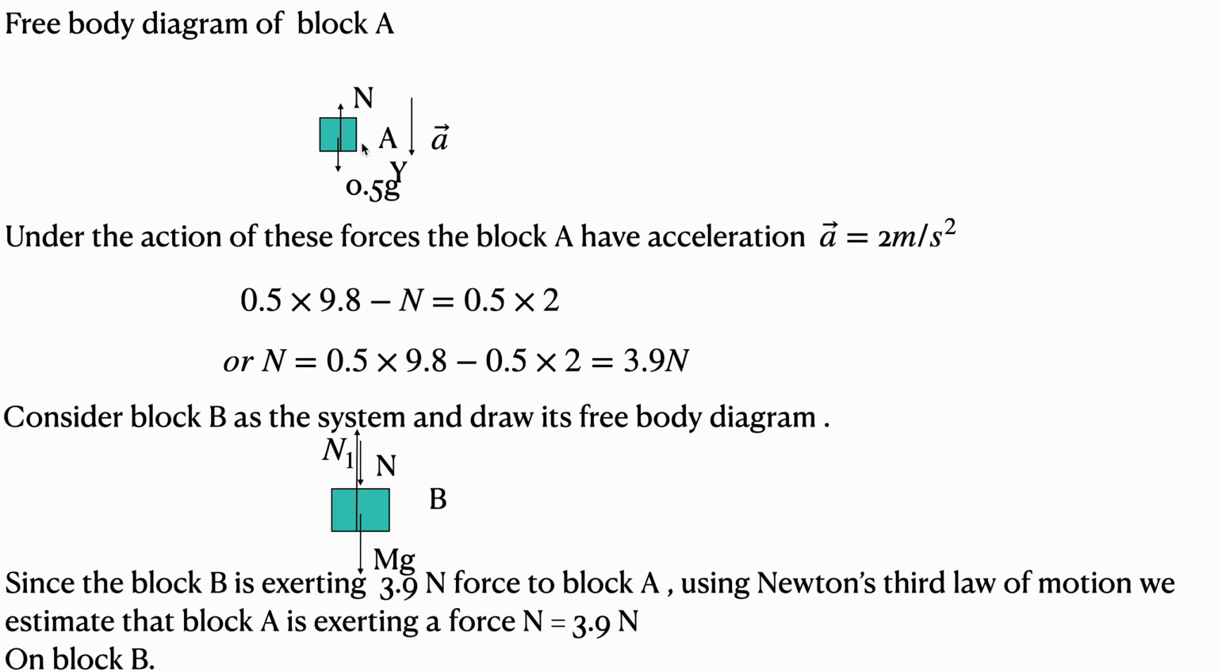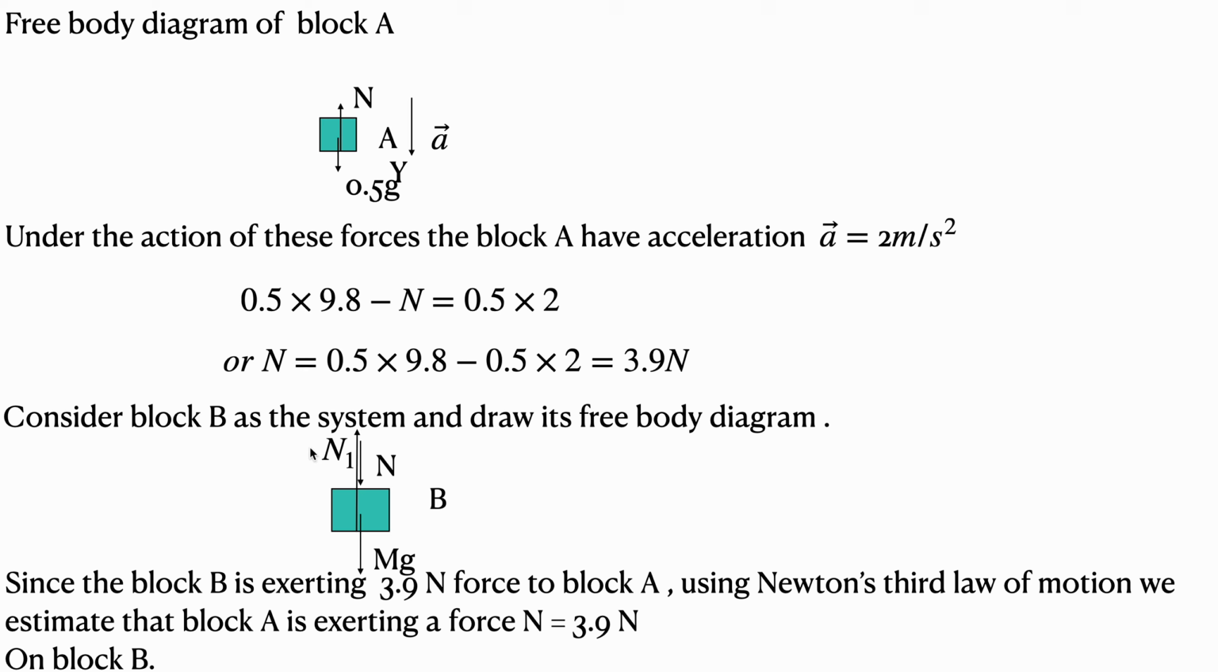The free body diagram of block A will be the normal force showing upward and the gravitational force in the downward direction, and the acceleration which is in downward direction, and we take the positive direction of the y-axis in downward direction, and we write the equation of motion, summation of all forces equals mass times acceleration. So the forces in the downward direction: 0.5 multiplied by 9.8 minus N equals 0.5 multiplied by 2, or N will be equal to 0.5 multiplied by 9.8 minus 0.5 multiplied by 2 equals 3.9 Newton.